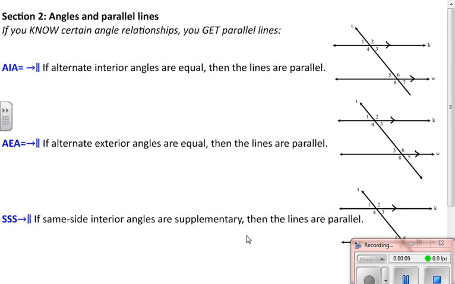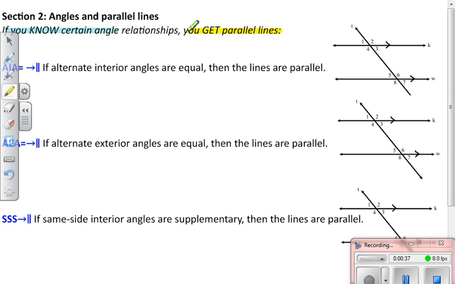In the first unit, we covered these different kinds of angles: alternate interior, alternate exterior, same side interior, corresponding. But they're not really very interesting until we add the element of parallel lines, and that's where they become a very, very powerful tool. So geometry is all about knowing and getting. It's about what you know and then what that information gives you and what you get.